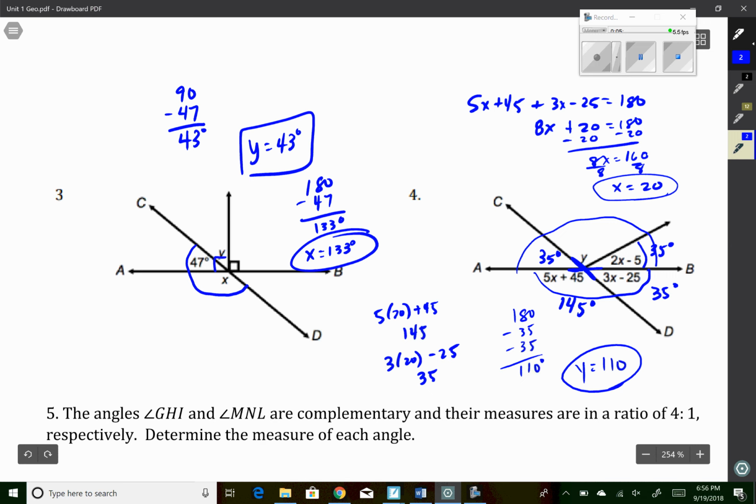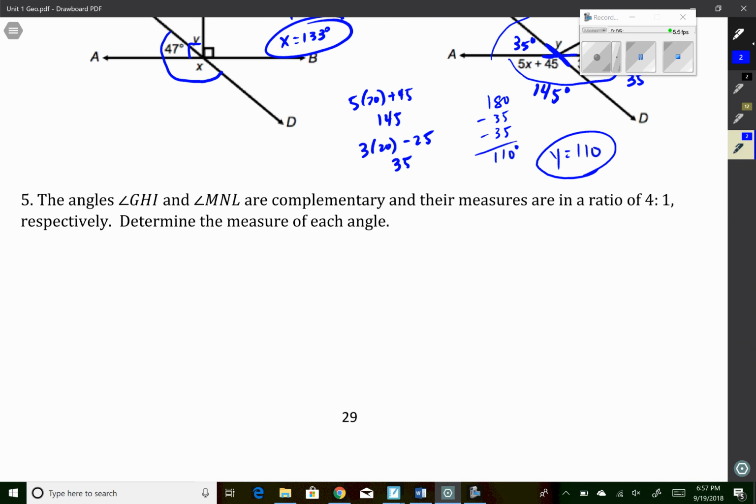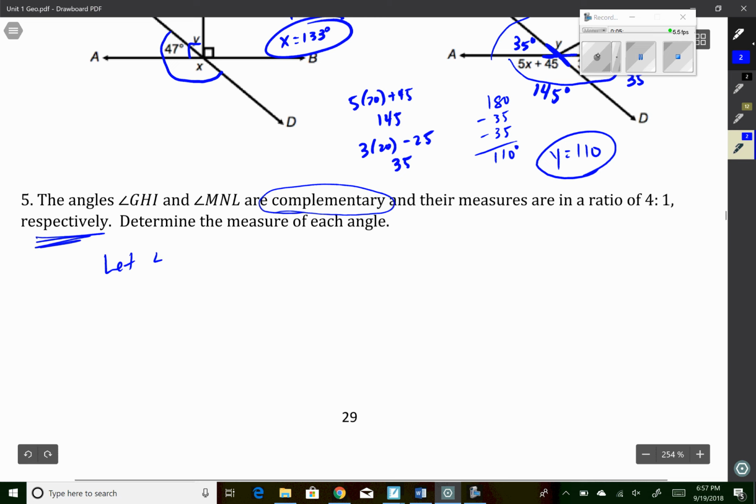Number 5 is a ratio question. For some reason, ratios is always the thing that confuses kids. So it says the two angles are complementary to each other. So I know they add up to 180. And it says the ratio is 4 to 1 respectively. What does that mean? What does this word mean? Well, that means that the first number matches the first angle. So I can say let 4x equal angle GHI and x equal angle MNL.